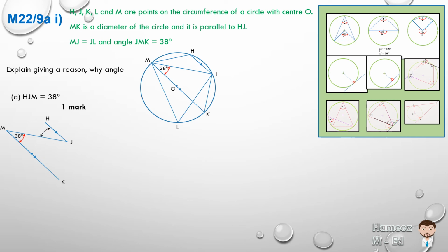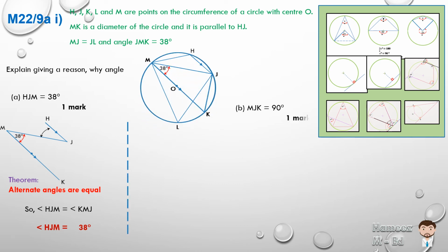What can we tell about these 2 angles? Those angles are called alternate angles because they're connected by a transversal and 2 parallel lines. So the theorem states that alternate angles are equal. So angle HJM, the one in black, is equal to angle KMG, the one in red. So angle HJM is equal to 38 degrees. We've proven it.